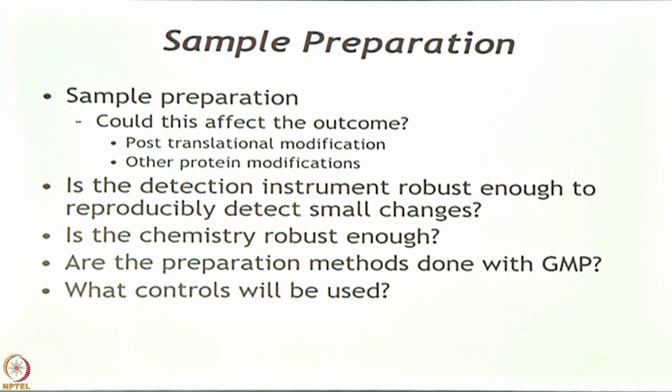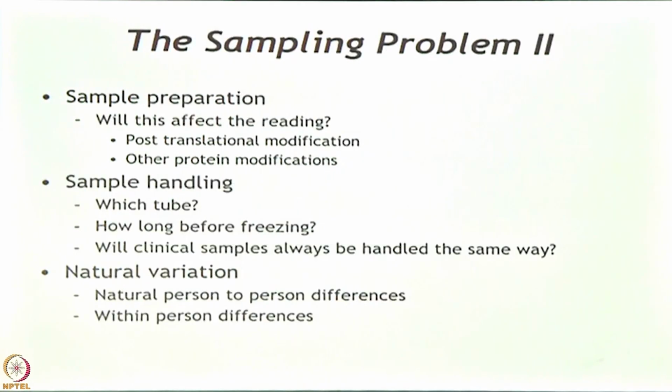Is the instrument robust and reliable? Is it going to give you the same answer every time you measure it? Is the chemistry robust? If you ship this sample to a hospital far away, will they get the same answer that your hospital gets here? And then, of course, what controls you're going to use. So these are just some of the general things to think about.